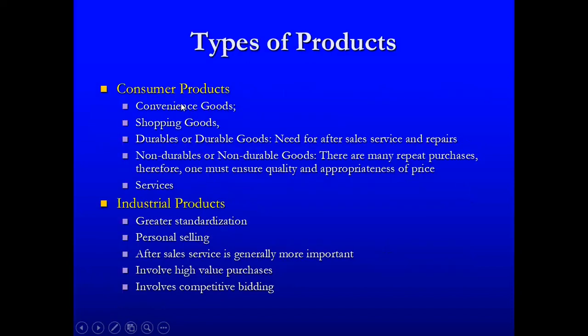There are two types of product, consumer products and industrial products. Consumer products include convenience goods, shopping goods, consumer durables, consumer non-durables, and services. Industrial products have greater standardization. There is requirement for personal selling, and after sale service is generally more important in industrial products. Industrial products involve high value purchases and it involves competitive bidding.